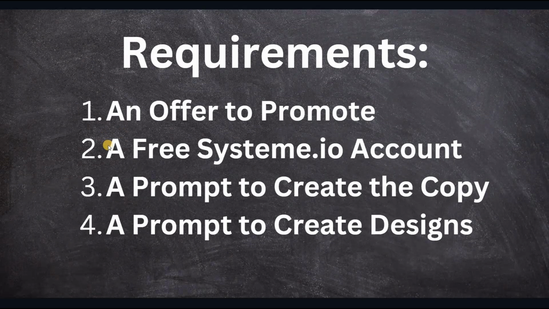Then the second thing that you will require here is a free System.io account. This is absolutely free. You don't have to pay anything. You are just going to get started and you will get all the features that you will actually need to build a landing page. And thirdly, you need the prompt to create the copy. Copy is basically the content that we are going to create for the landing page, and we are going to use AI, and I already have the prompt. I'm going to give you access to the prompt library so that you can get the prompts.